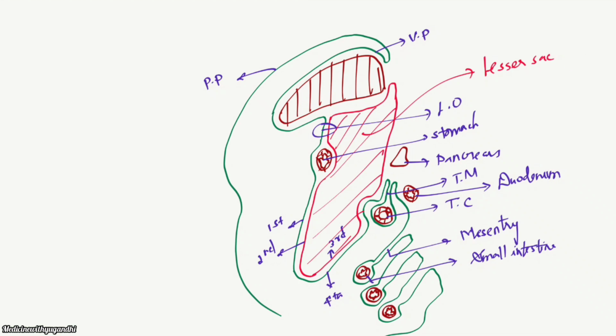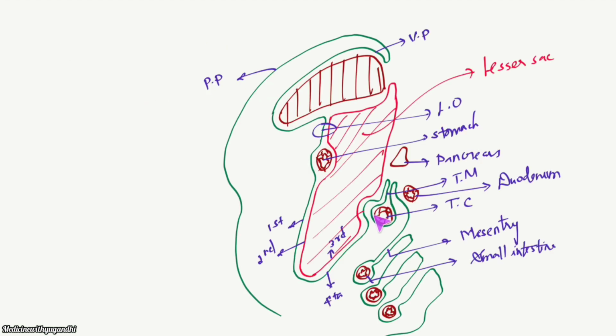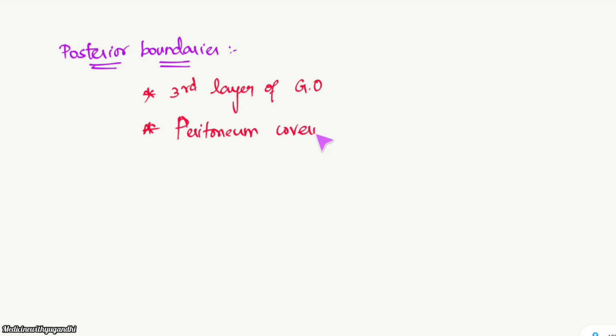Let us see one by one what structures form the posterior boundary of the lesser sac. The first one is the third layer of the greater omentum. Here you can see the second layer of the greater omentum folds upon itself to form the third layer of the greater omentum. So this third layer forms the posterior boundary. Then the second one is the peritoneum covering the anterior superior surface of the transverse colon. This is the anterior superior surface of the transverse colon, and the peritoneum lining it forms the posterior boundary of the lesser sac.